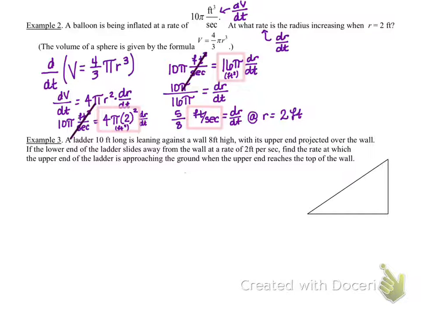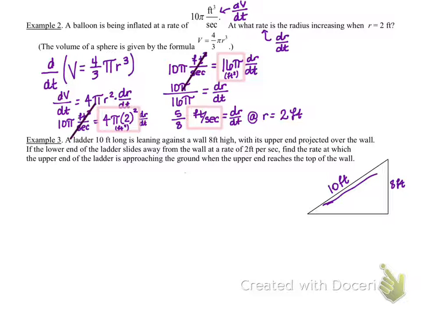Okay, example 3, a ladder 10 feet long is leaning against a wall 8 feet high. So we've got 10 feet here and 8 feet here. And the upper end is projected over the wall. If the lower end of the ladder slides away from the wall at a rate of 2 feet per second, so it's zipping along.